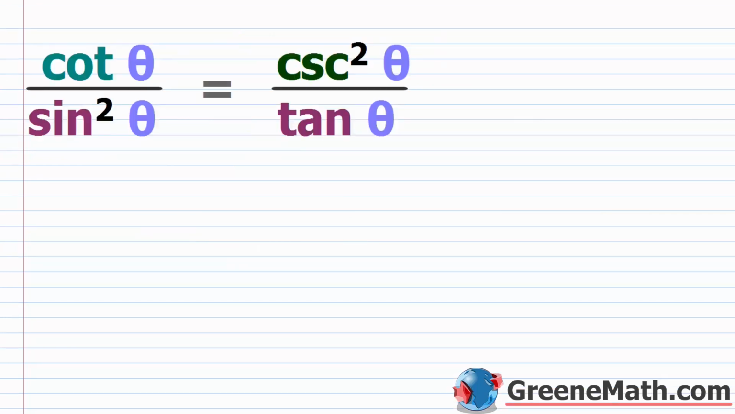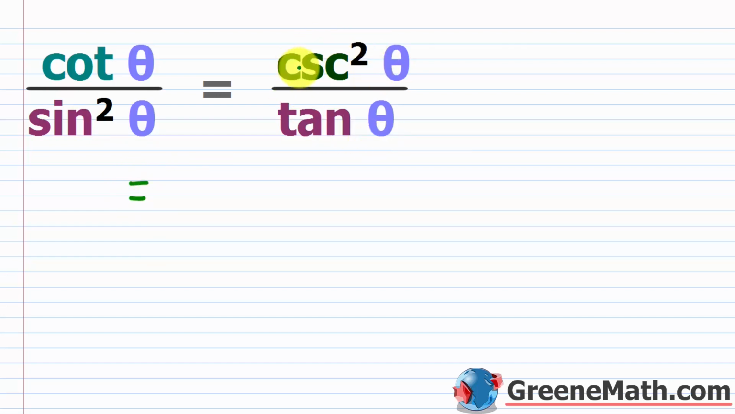Okay, let's take a look at another example. This is another kind of easy one. So we have the cotangent of theta over sine squared theta equals cosecant squared theta over tangent of theta. Now, in this particular case, both sides are equally complex. So I'm just going to leave the left one alone because it already contains sine, okay? If you wanted to do it a different way, again, that's fine.